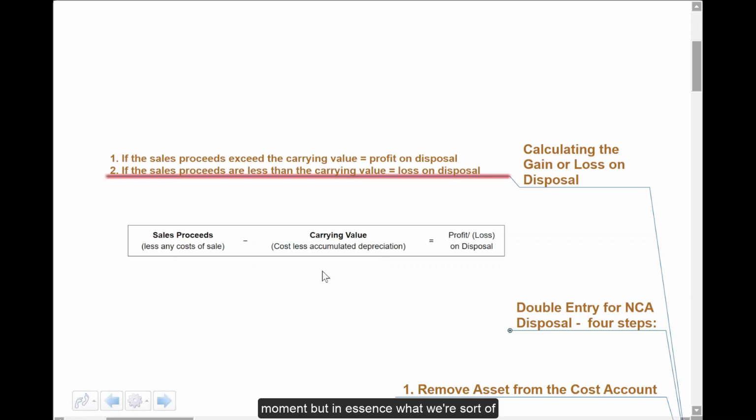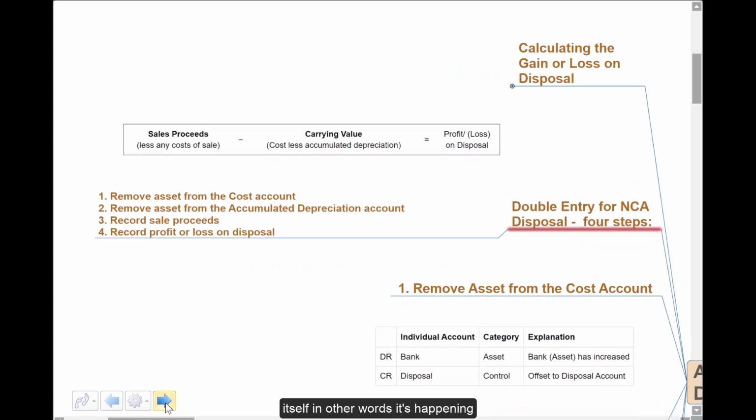But in essence, what we're saying here is we're going to have journaled or brought in sales proceeds into the bank account, into the general ledger in some way, shape or form. We know that the carrying value is already in there, isn't it? Because we've got the cost in there and we've got accumulated depreciation. Really, the difference between the two must be, at the end of the day, the profit or loss on disposal. So what about the actual double entry itself? In other words, it's happening right now. The transaction is in play. We've just received the funds.